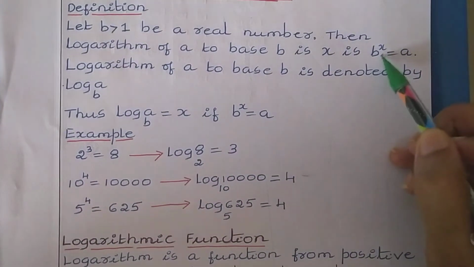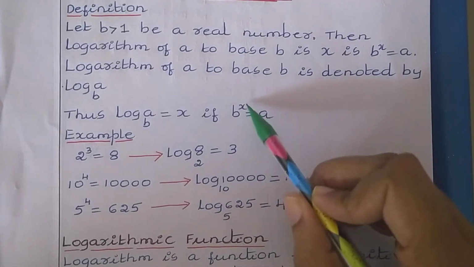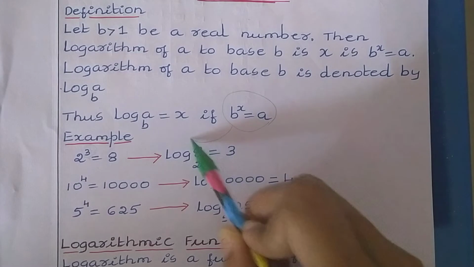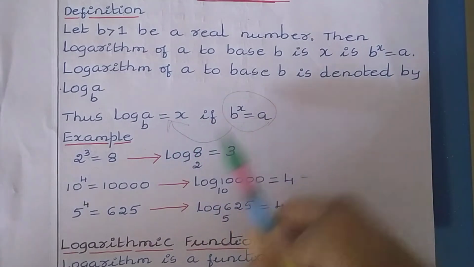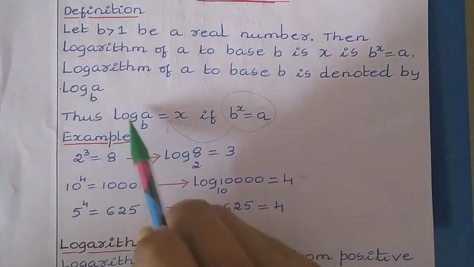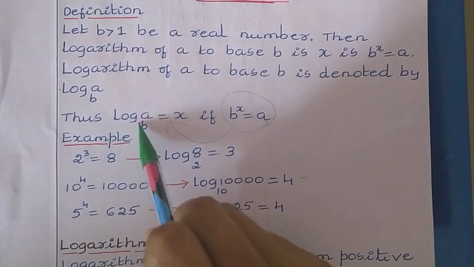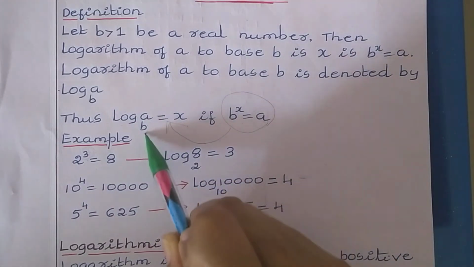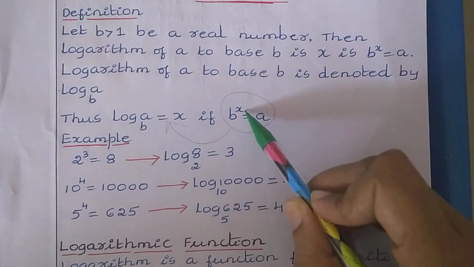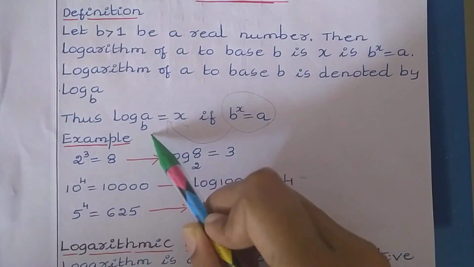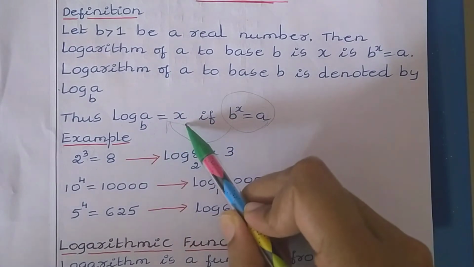Here you can see we have b to the power x is equal to a. This we can write in terms of logarithm function in this way, where this answer first you have to write here log followed by a, then this you have to write as a base, and the power value is the final answer. So log a to base b is equal to x.